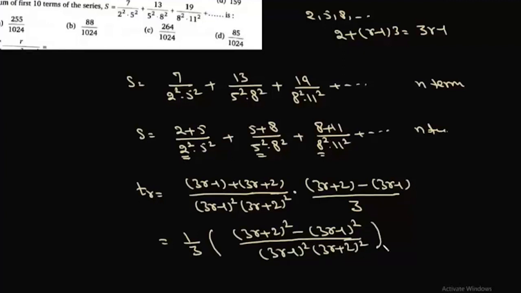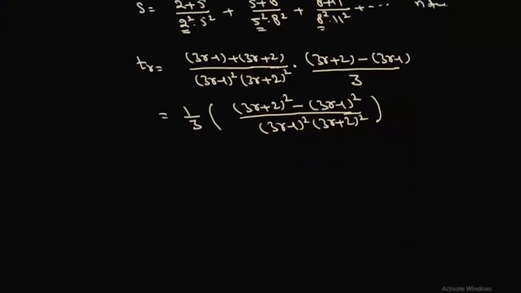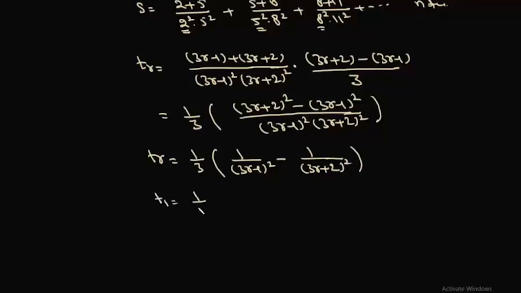Now we'll split this. We can write Tr equals 1 by 3. Here 3r plus 2 square will cancel, so we'll get 1 upon 3r minus 1 square minus, and here 3r minus 1 will cancel, we'll get 1 upon 3r plus 2 whole square. Now we'll write its first term T1, it will be 1 by 3, and if we put r as 1, we'll get 1 upon 2 square minus 1 upon 5 square. For the second term, we'll put r as 2, so T2 equals 1 by 3 into 1 upon 5 square minus 1 upon 8 square.